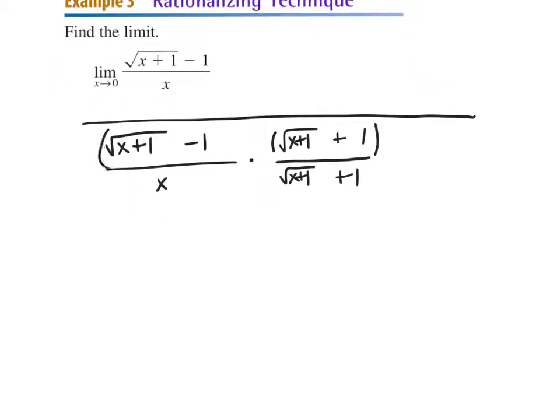So let's go ahead and do the following. I'm going to multiply straight across. And if you remember, when we multiply conjugates, the beauty of this is that the middle terms are going to cancel out. You're going to end up with a difference of squares.